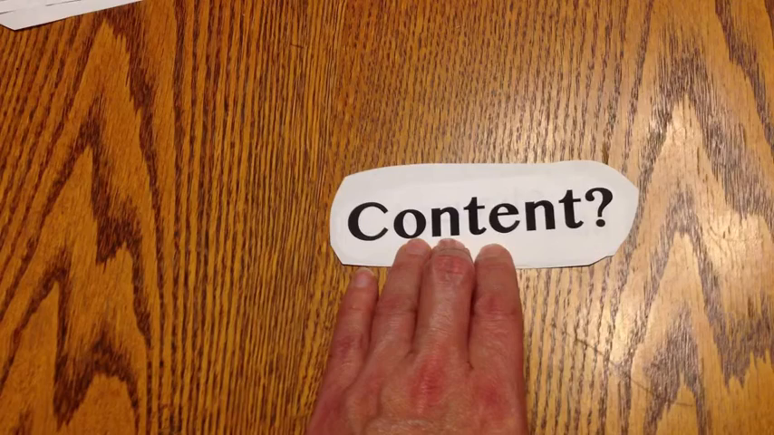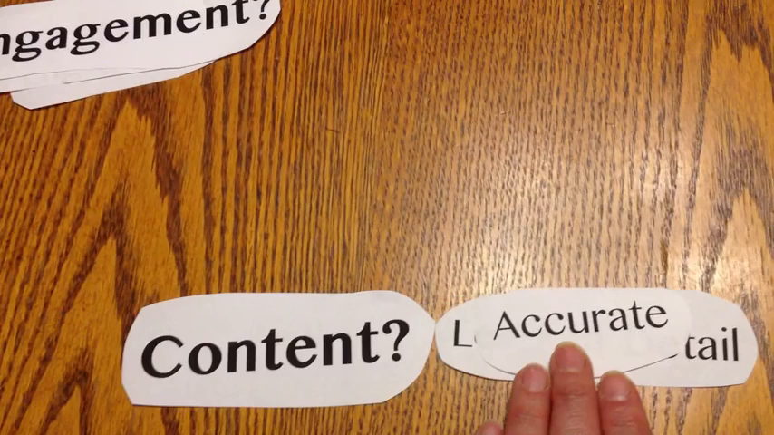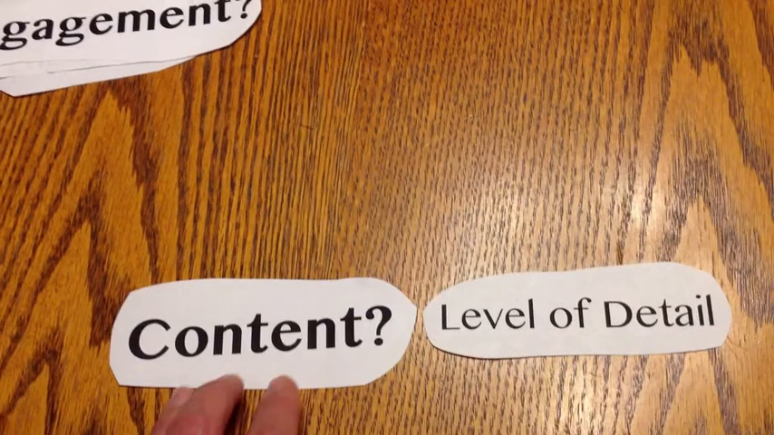Next, consider the content. Is the content accurate? Does it have bias? Is it designed to only provide one side of an issue? Does it contain misinformation? Maybe consider whether the content's at the right level of detail. Does it really give you the information that you need to help your students meet your objectives?